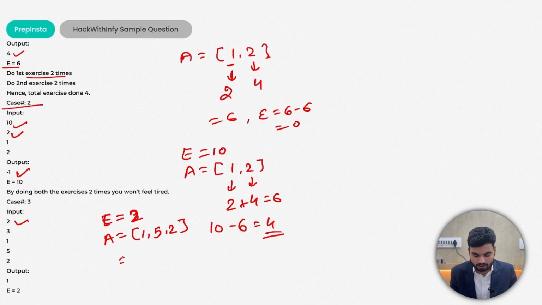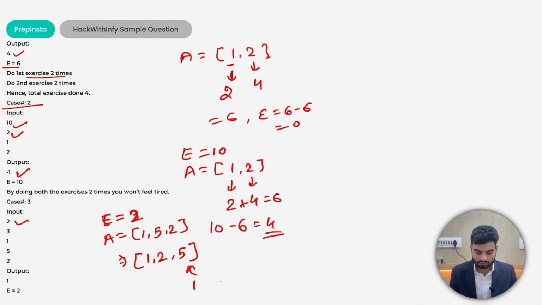So if we sort this array, we will have 1 comma 2 comma 5 in ascending order. And from the end you perform the exercises, and every exercise you can perform at most 2 times, right? So now if you perform this 5, you'll be performing it only once, and what will happen? Your energy will be negative. Once you do this exercise, your energy will be negative, right?